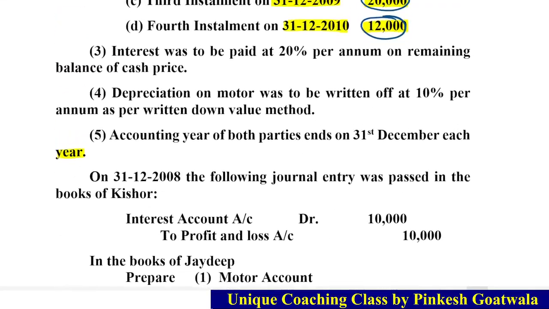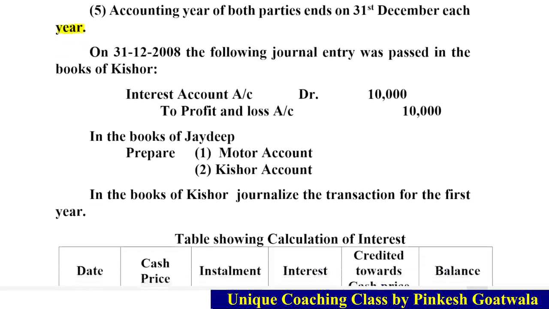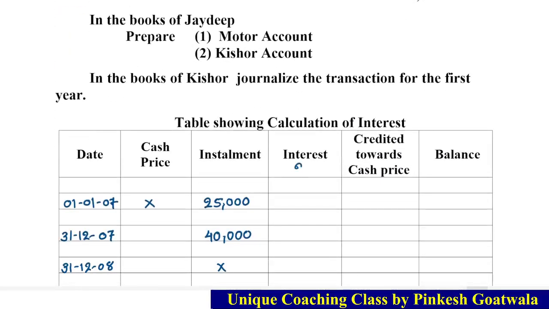And here the rate of interest is 20%. How much is the rate of interest given? 20% is given. Rate of interest is 20%. Okay, how much rate of interest do we have available? That is 20%.